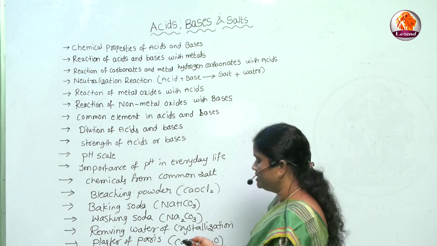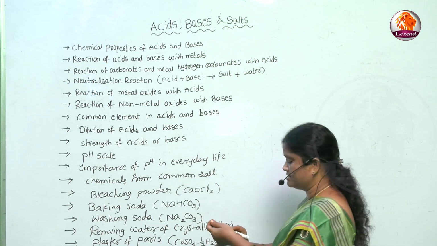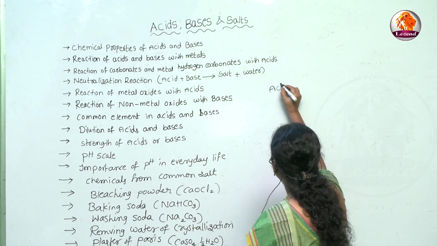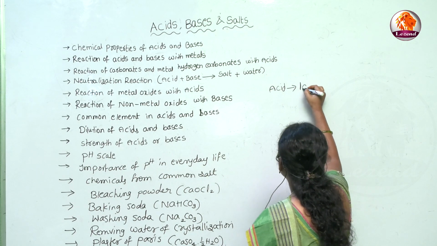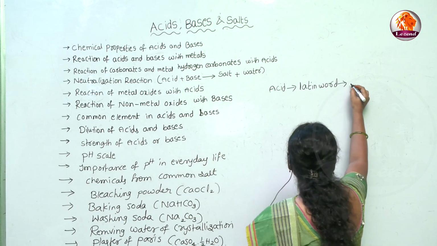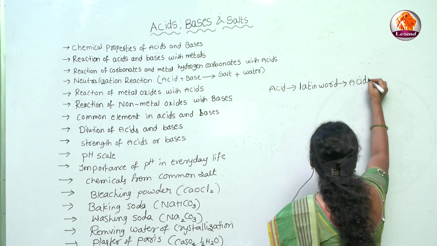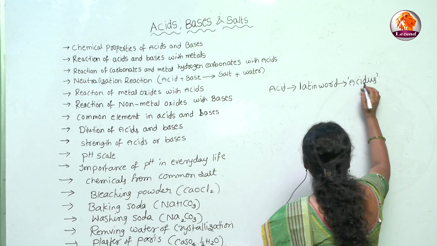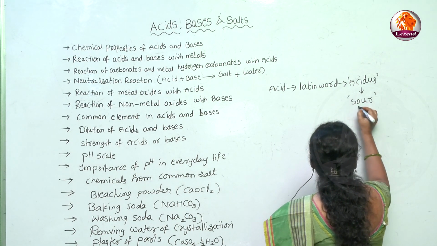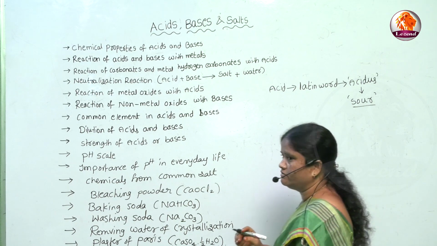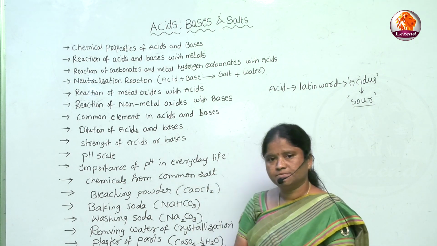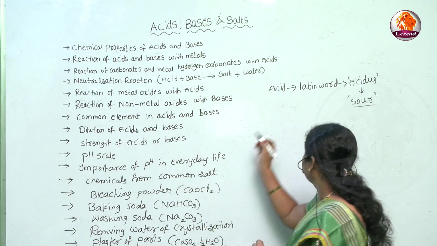So here, what do you mean by acid? Acid is a word derived from the Latin word acidus. What does acidus mean? Acidus means sour to taste. Generally, we can call substances that are sour to taste by the name acid.